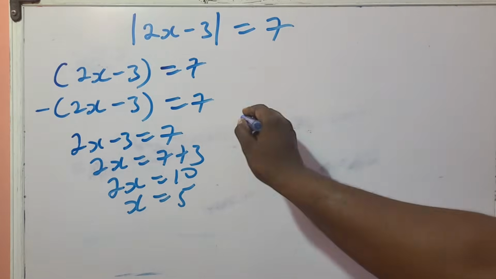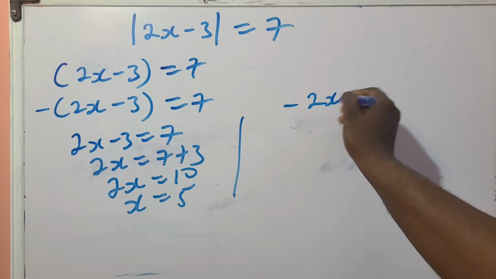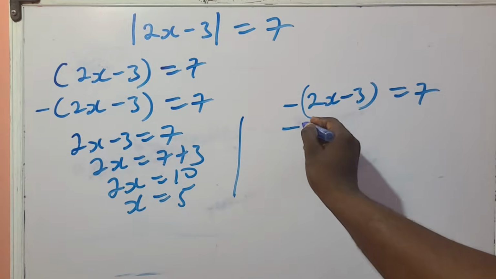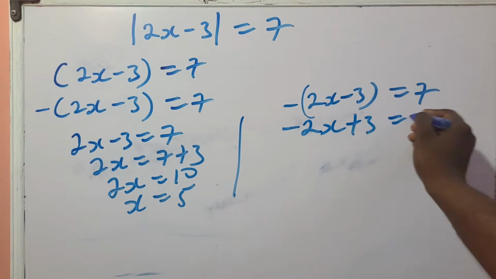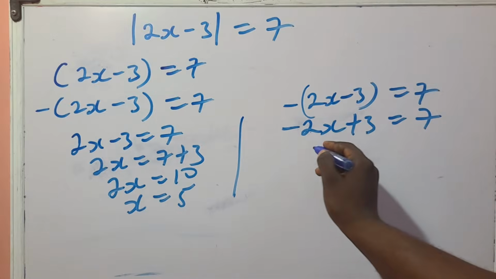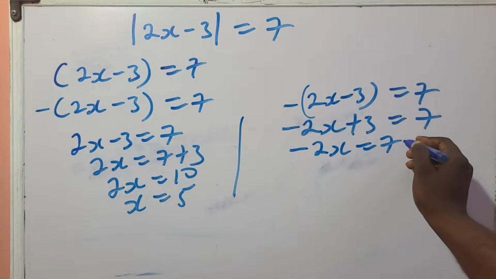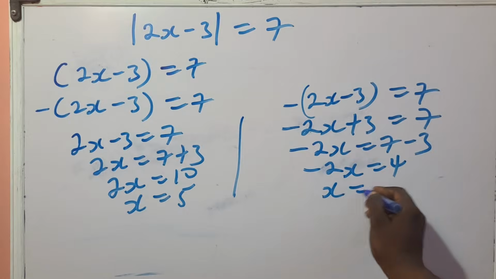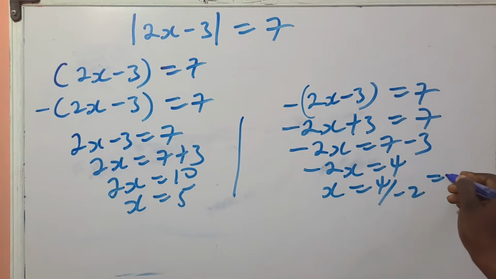The second one we have minus of 2x minus 3. Always use your bracket carefully. In this case, you open the bracket, we have minus 2x plus 3 equals to 7. And this will be minus 2x equals to 7 minus 3. This will be minus 2x equals to 4. And this will be x equals to 4 over minus 2, which will be given as minus 2. So can you guys see that this is quite very easy? So I don't expect you to miss any question when it comes to inequality again.